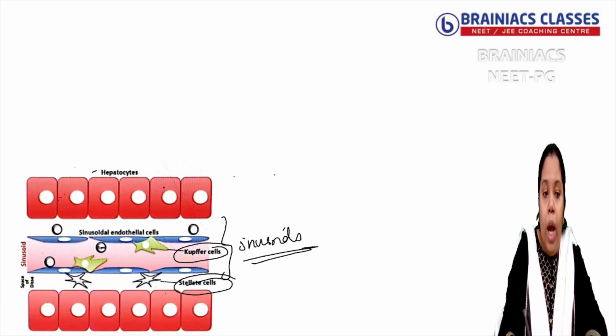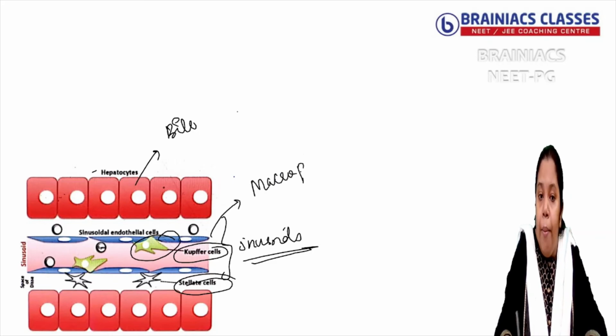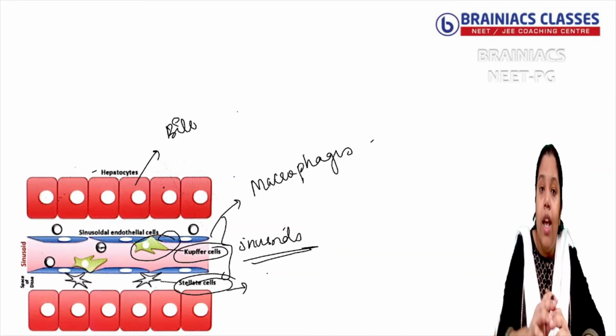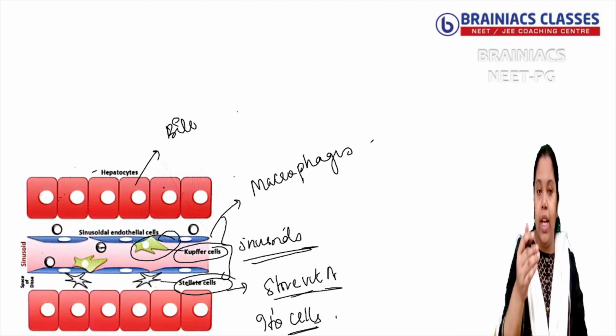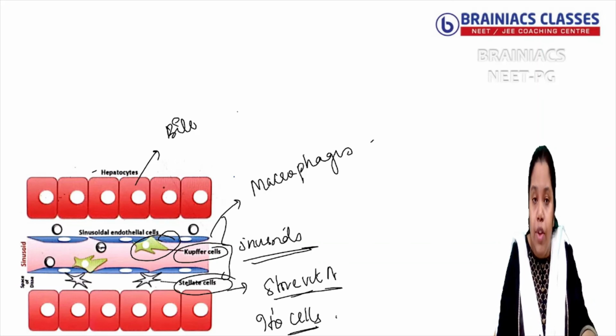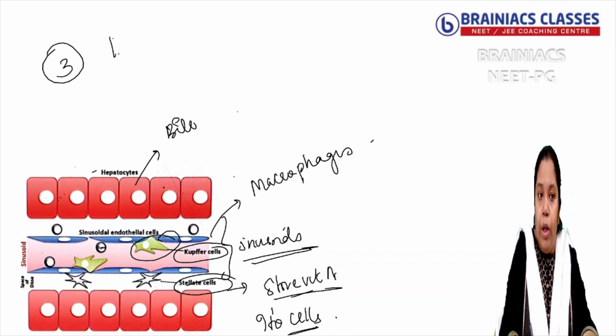Hepatocytes, I told you, their function is to produce bile. Then the Kupffer cells are nothing but the macrophages. And the stellate cells are star-shaped cells. Some stellate cells will store vitamin A in them, and such stellate cells are called the Ito cells. Understand? Ito cells. So mainly three types of cells in the liver: hepatocytes, Kupffer cells, and the stellate cells.